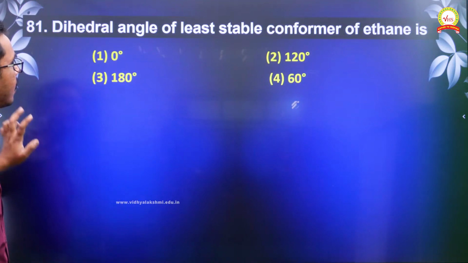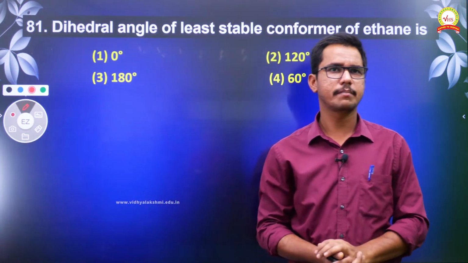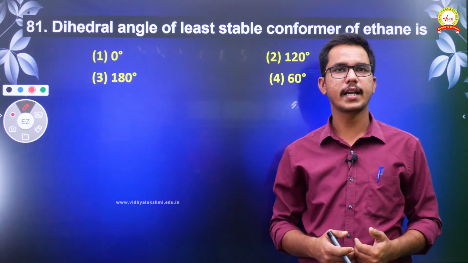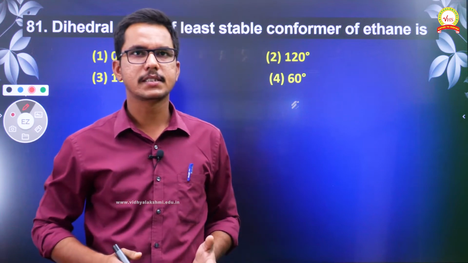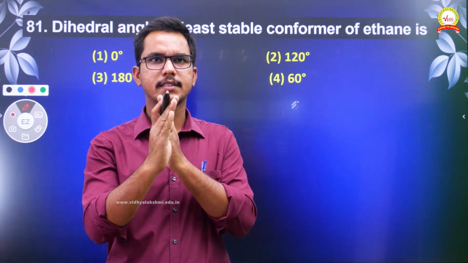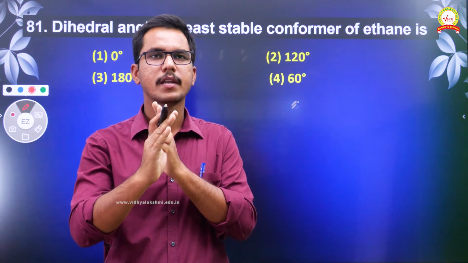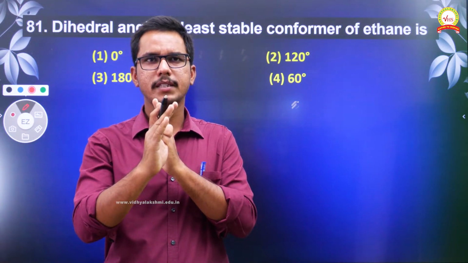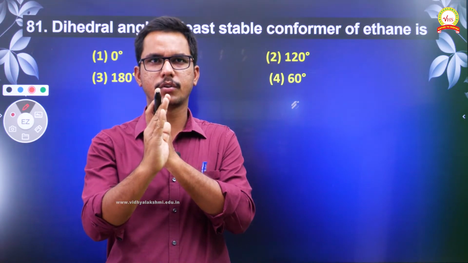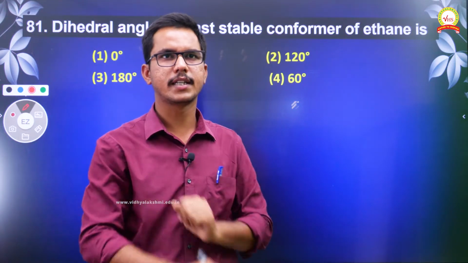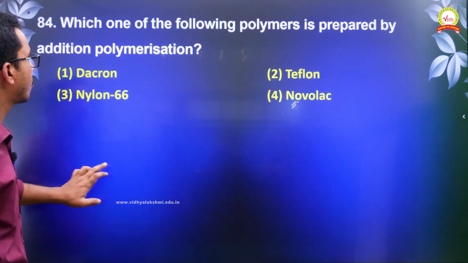The dihedral angle of the least stable conformer of ethane is, okay? Now, dihedral angle means what? In the case of ethane, we take the angle between two adjacent hydrogens. Due to van der Waals repulsions, as they come close together, more repulsion takes place. When they reach 0 degrees, that is the least stable conformer. The option is 1. Let us go with the next question.